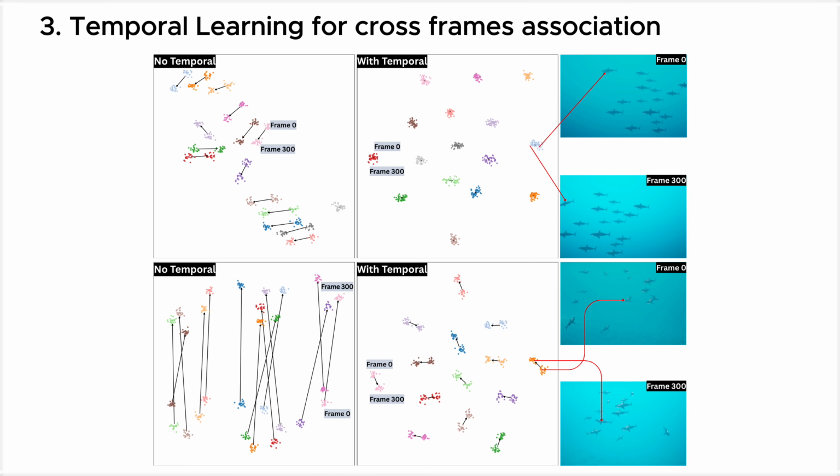The third signal is temporal learning. It trains a predictor to forecast a fish's embedding from one frame to the next. So when a fish is temporarily occluded, the model can still estimate where its embedding should be and maintain its identity. Without temporal training, embeddings drift over time, causing an ID switch after an occlusion. With it, embeddings stay consistent across frames. This gives the model the ability to bridge gaps, keeping tracks stable even when fish disappear and reappear.